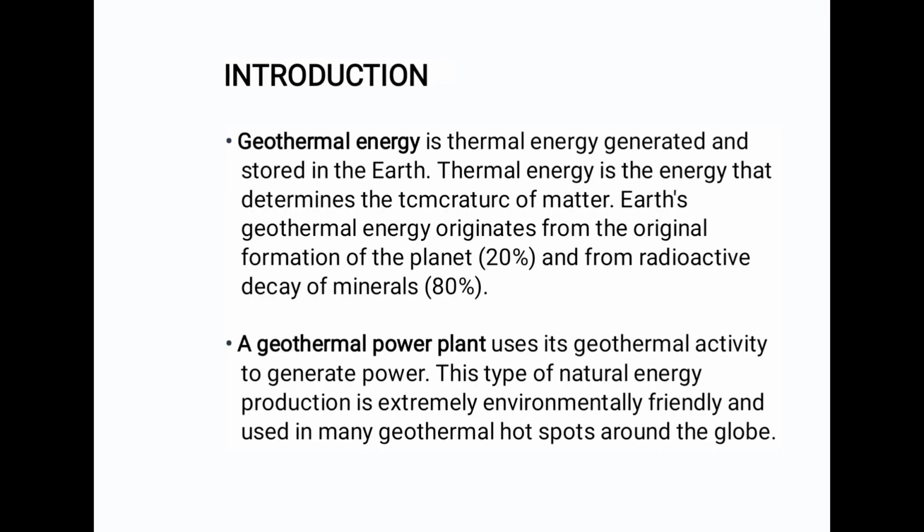The first is the introduction. Geothermal energy is the thermal energy generated and stored in the earth. Thermal energy is the energy that determines the temperature of matter. Earth's geothermal energy originates from the original formation of the planet, about 20%, and from the radioactive decay of minerals, about 80%.